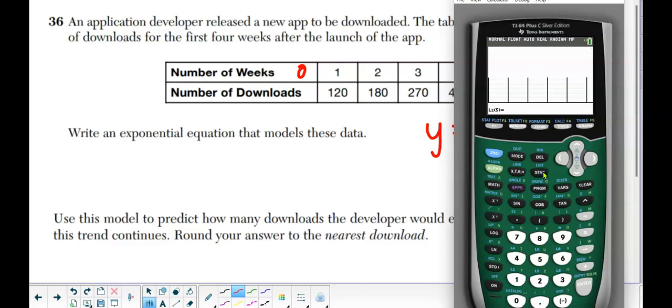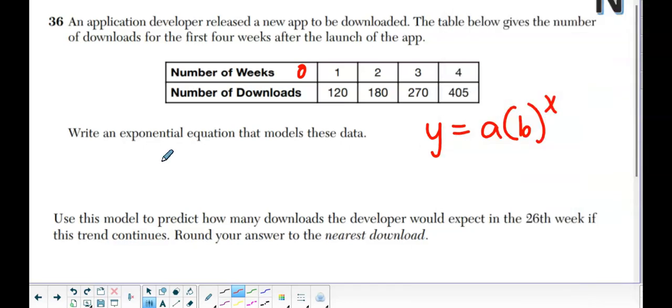Once I do that, I go back to Stat, and I calculate, and this time I'm going to do exponential regression, which is option 0. It's asking if this is where my data is. Press Enter 5 times, and there we have it. So the initial value is 80, and the rate of growth is 1.5. So an exponential function would be 80 times 1.5 to the x value.